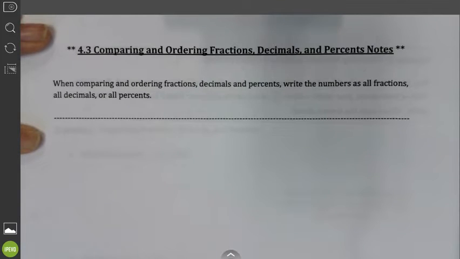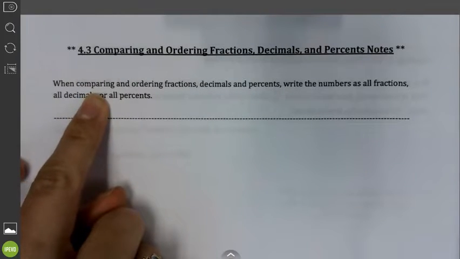Hi. Today we are going to be going over section 4.3, which is about comparing and ordering fractions, decimals, and percents. We do need to use the information that we learned previously in this chapter in order to be successful here. So hopefully you feel confident in those topics.